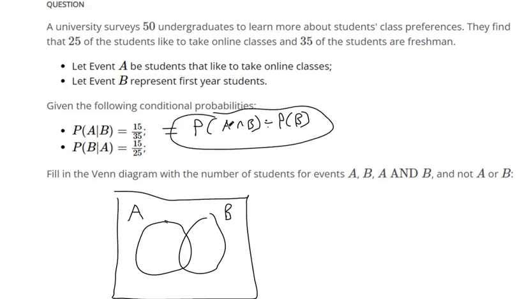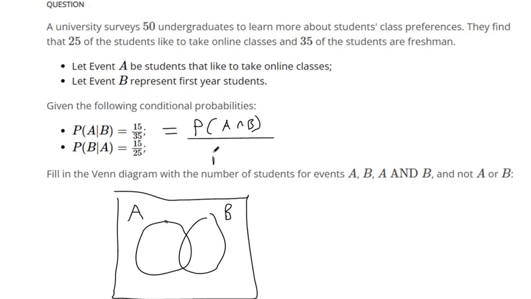So we got to do a little bit of extra math here because they said this is 15 over 30 here. Let me write this out the traditional way. This is how we usually see it in our textbook. Okay. And they said that this conditional form is equal to 15 over 35. So we got to do a little bit of extra math to figure out what the intersection is going to be.